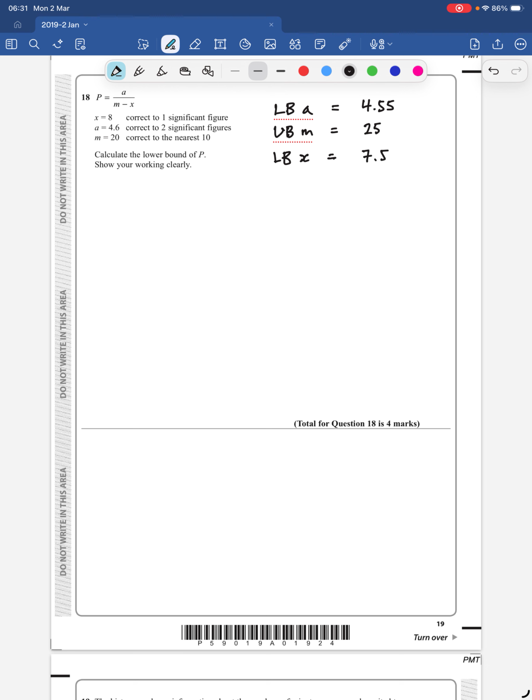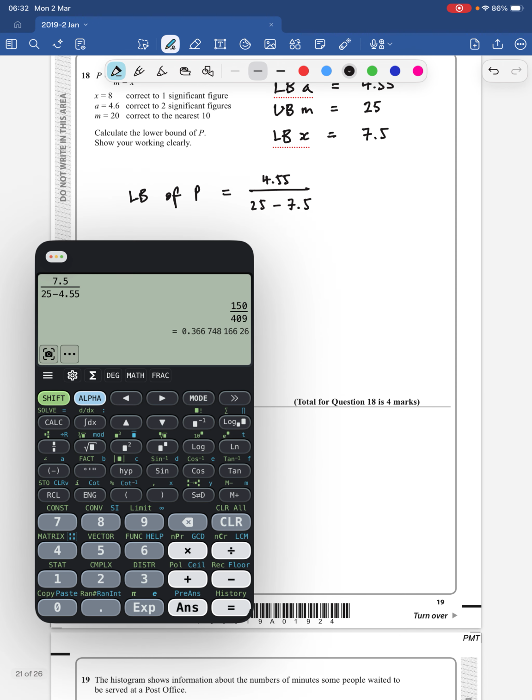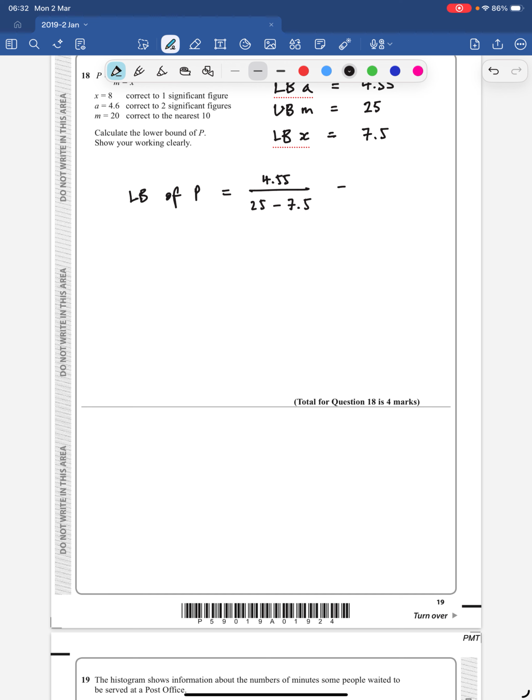And now we just construct the lower bound of p equals, and carefully put these in. 4.55 is our a on top. And then on the bottom we've got m minus x, and I can put those into my calculator, and that gives me 4.55 over 25 minus 7.5. I don't want to do any of that in my head, and that gives me a value of 0.26.